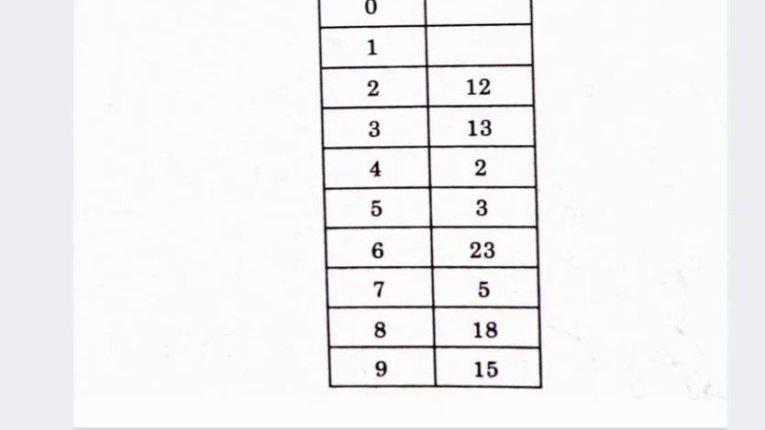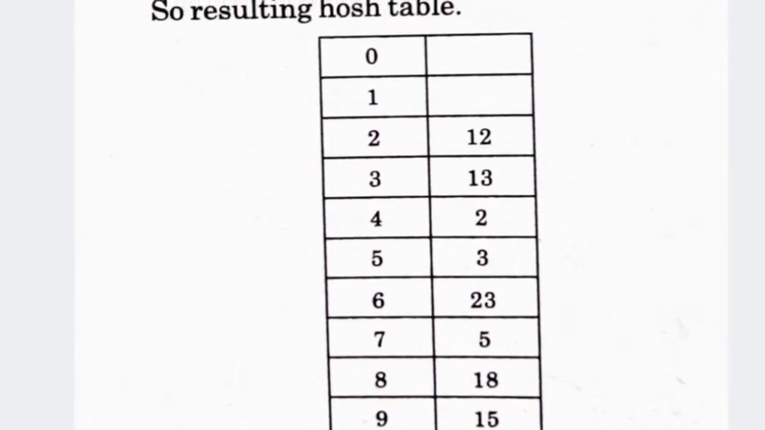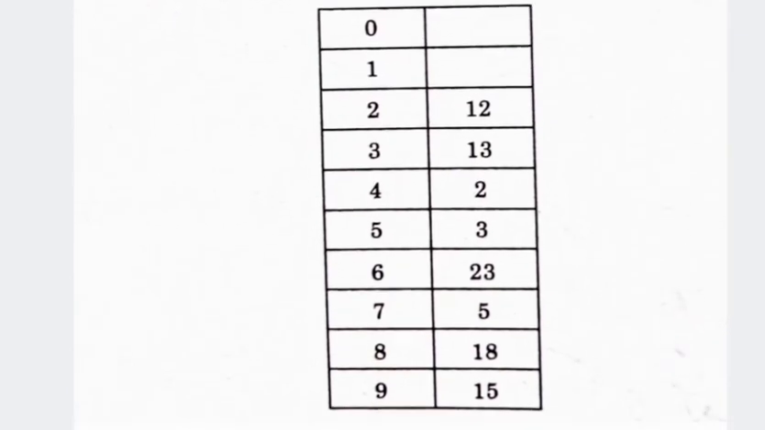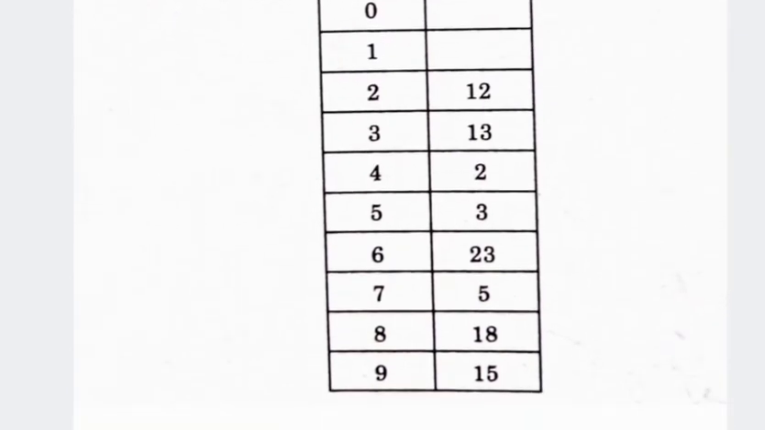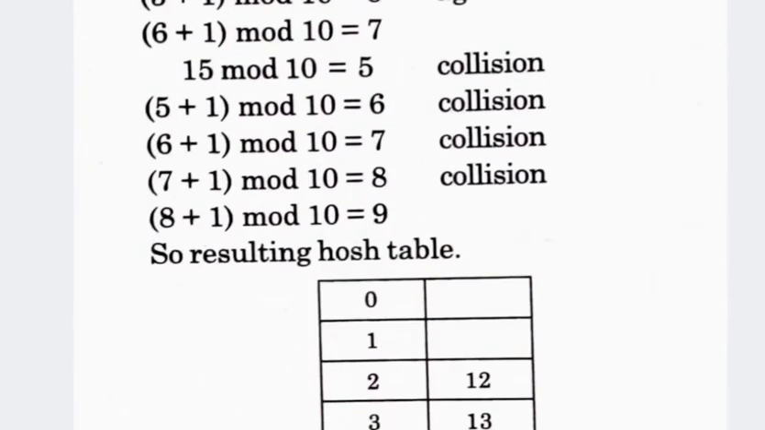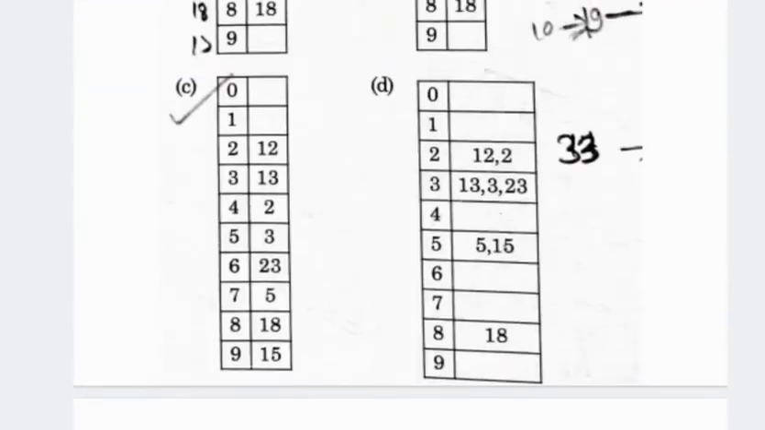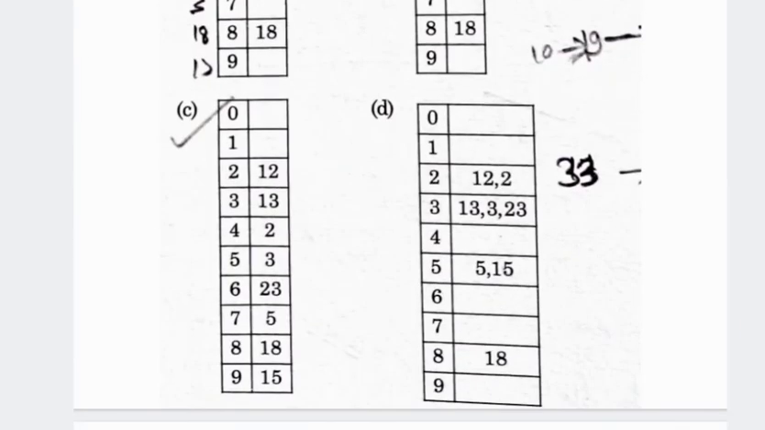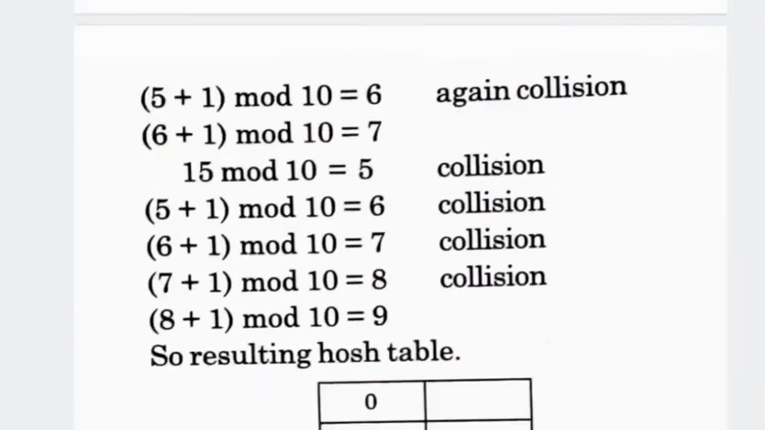For index 0 there is an empty element and for index 1 there is also an empty element. Now 2 contains 12, 3 contains 13, 4 contains 2, 5 contains 3, 6 contains 23, 7 contains 5, 8 contains 18 and 9 contains 15. So this is your correct hash table. So we say that option C is your correct answer. Now come to the next question.